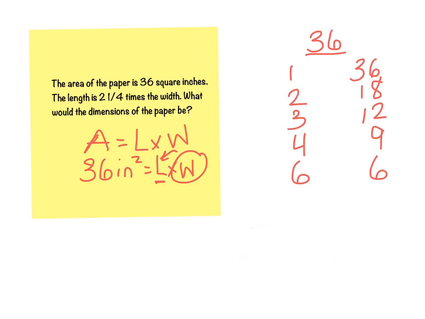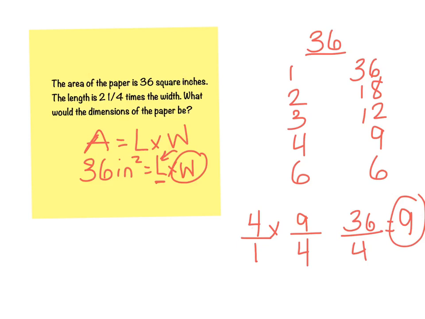So I'm going to go with 4 and 9, and I'm going to check those. So I'm going to check with 4 times 2 1/4, which was 9/4. And I can tell already. 4 times 9 is 36. 4 times 1 is 4. And when I divide it, I get 9. So my two numbers that are multiplied together to equal 36 are 4 and 9. My length is 2 1/4 times the width, which means my width is my smaller number, and my length equals 9.